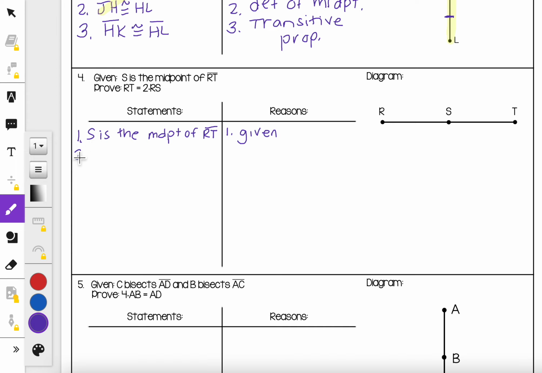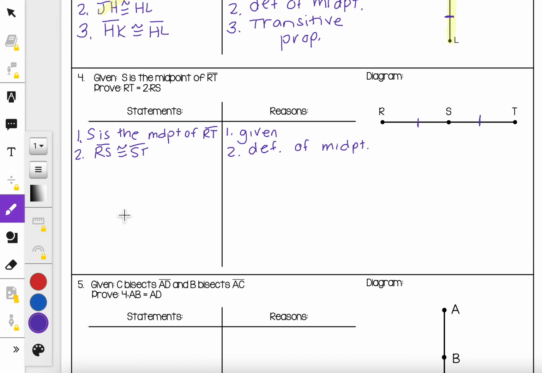So by the definition of a midpoint, I know that segment RS is congruent to segment ST. Okay, that is the definition of a midpoint. So I'm going to mark that off in my diagram.